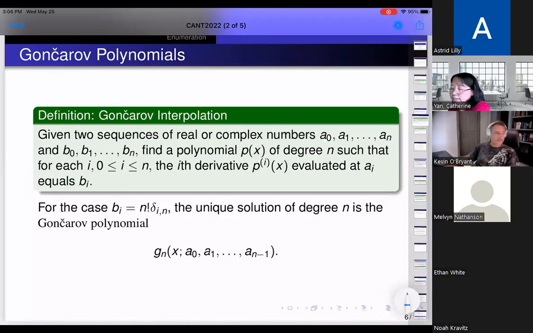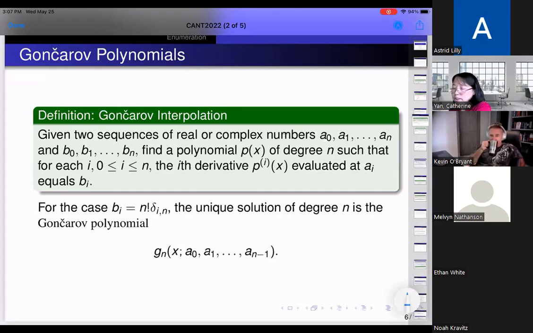You are just given n+1 numbers. These are the points. And in your mind, you have n+1 values. What you want is to find a polynomial of degree up to n, so that when you take the ith derivative of this polynomial and evaluate it at the ith point, you get the ith value you want. So here is the problem. And it turns out that such an interpolation problem always has a unique solution.